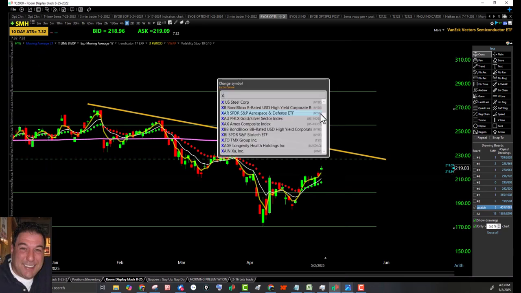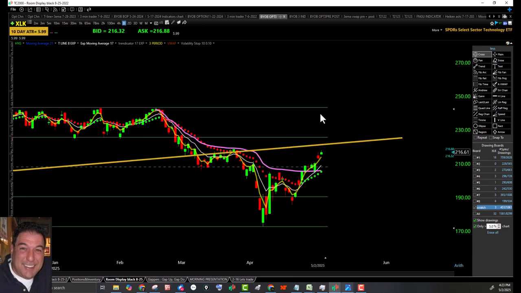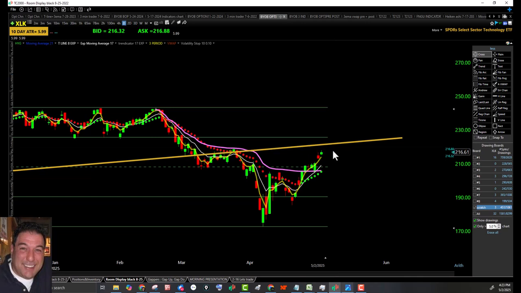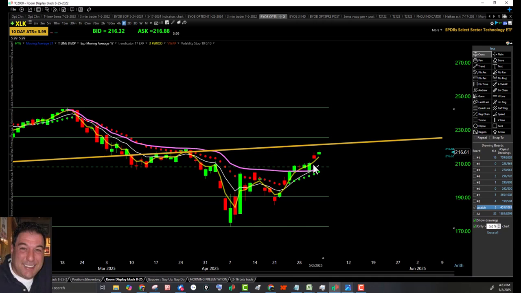Let's take a look at Big Brother, XLK. This is Big Brother to the SMH, it's the technology sector. In an uptrend, because it's made a higher low and a higher high, still in the neutral zone though. If they can make it into that upper third, they could be bullish. Again, another 4-day hold over the all-time high anchored VWAP. Look what you get. Nice little breakout. Bing, bing.